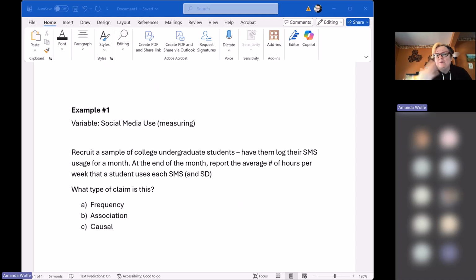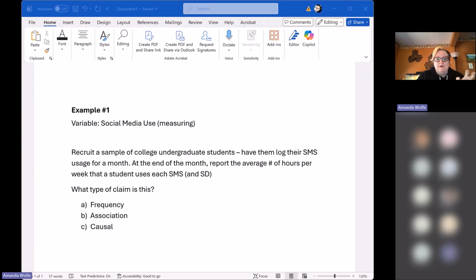So absolutely, that would be a descriptive. We're literally just doing measures of central tendency. There's only one variable. For the other two types of claims, you have to have more than one variable. The only one where there's only one variable is a frequency claim. So this absolutely has to be a frequency claim.